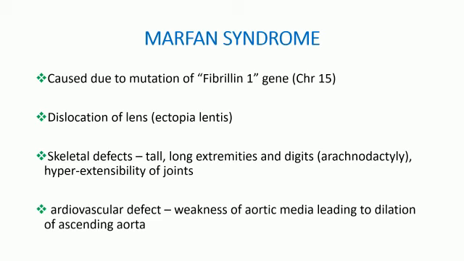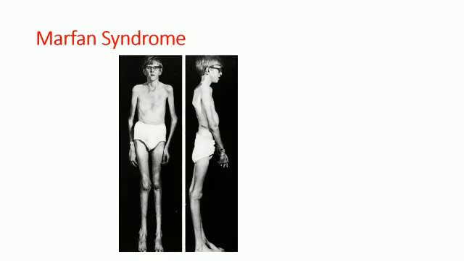So what happens? There will be weakness of the aortic media. In the wall of the aorta and major arteries, there should be this elastic property. This property is somewhat lost, which leads, in the long term, to dilation of the ascending aorta, and which may sometimes lead to rupture of the aorta, which may be quite life-threatening. So these are the features of Marfan syndrome.